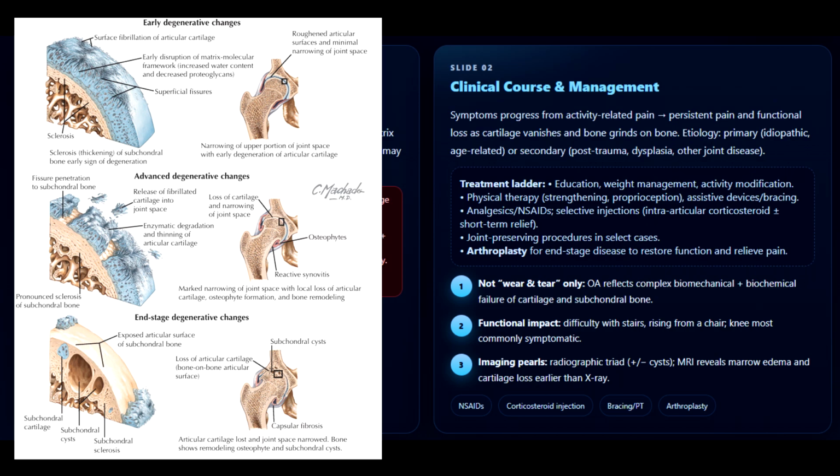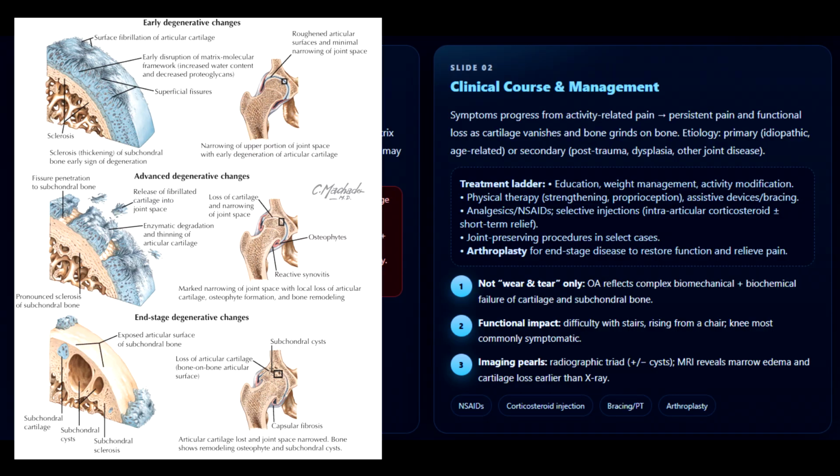Now, look at the summary box below. The pathophysiology is described as diffuse wear, erosion, and degeneration of articular cartilage, with increased water content, disorganized collagen, and breakdown of proteoglycans. Etiology can be primary, most often idiopathic, without a clear cause and very common in the elderly. Secondary osteoarthritis arises from trauma, dysplasia, or other joint disease.